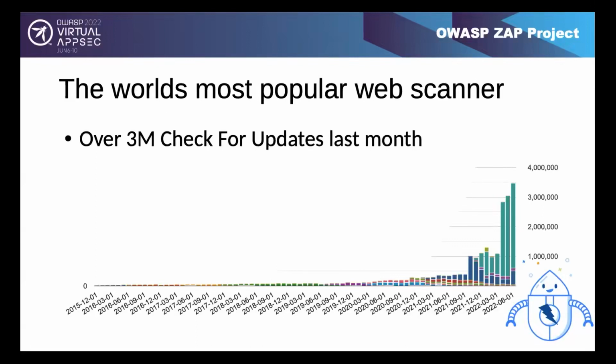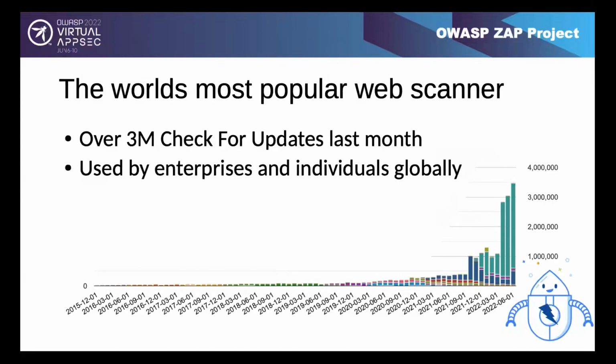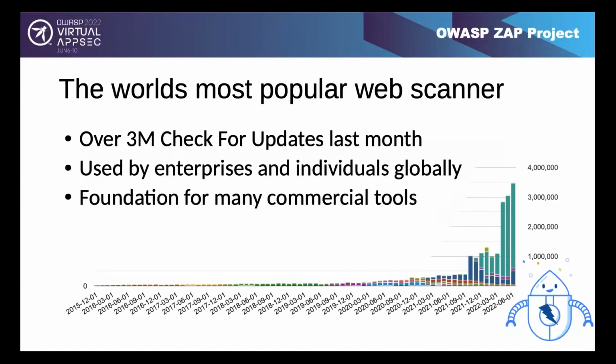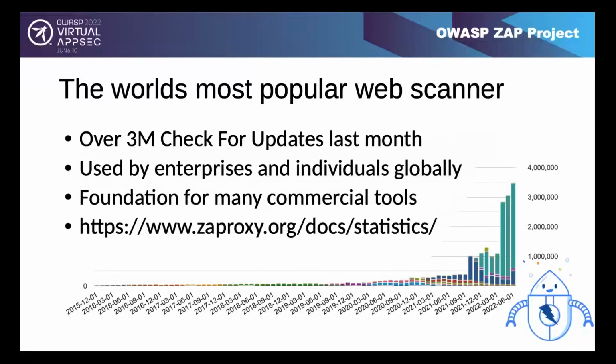As you'll see from the chart there, we had over 3 million check for updates last month. Every time ZAP starts up, unless you turn it off, it will do a check for updates. We do know people turn it off, so ZAP will be run a lot more than that. It is used by enterprises and individuals all over the world, and it is the foundation for many commercial tools. And we have a whole set of statistics available on zaproxy.org/doc/statistics.